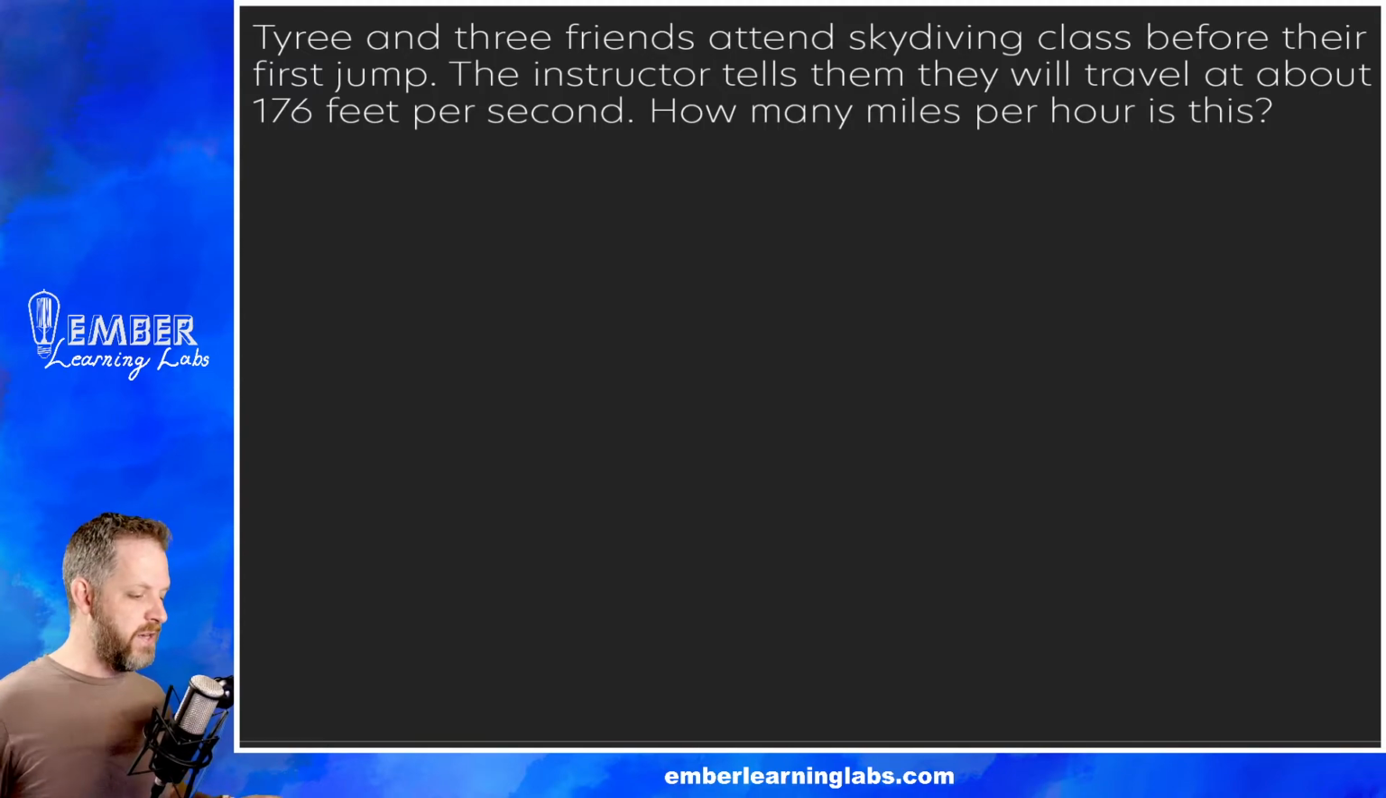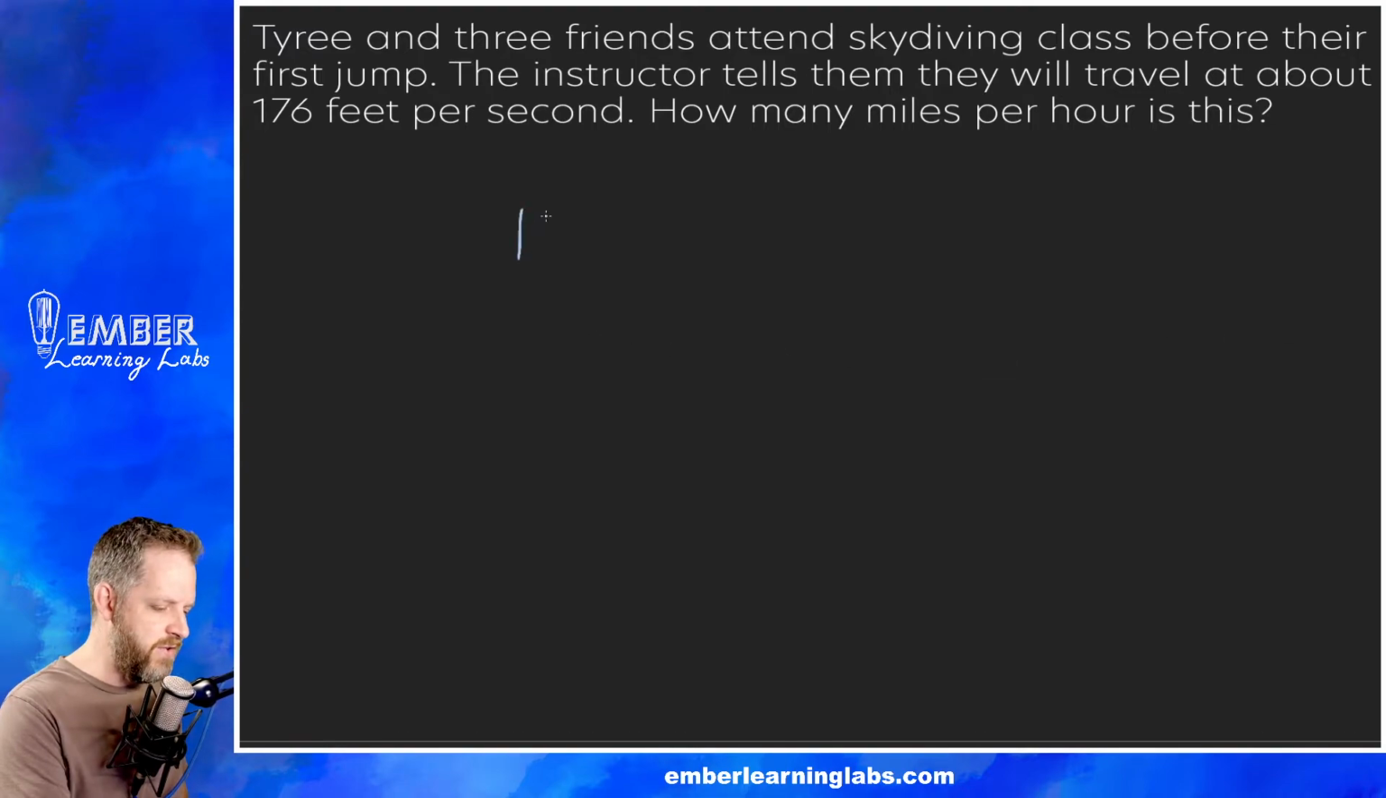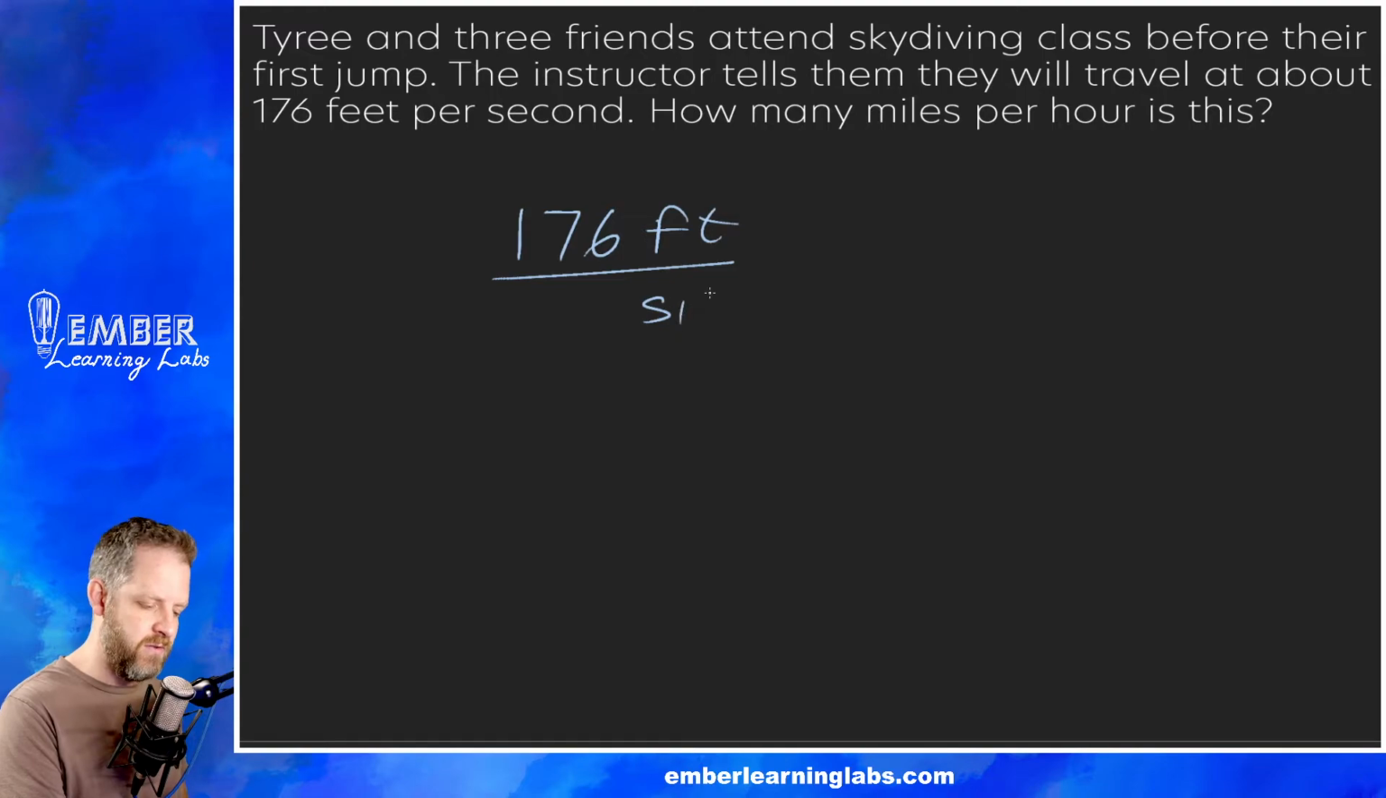We're going to put the given with the units down first. So the given is 176 feet per second. We put this over 1. Now, we don't want feet and we don't want seconds, so we need a times fraction bar. So if we're not where we want to be yet, we're going to do times fraction bar.